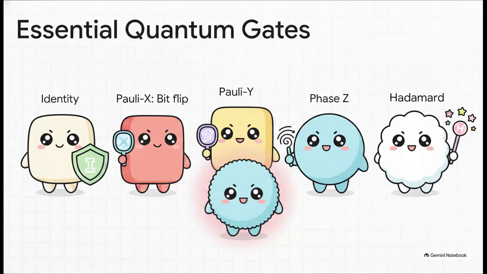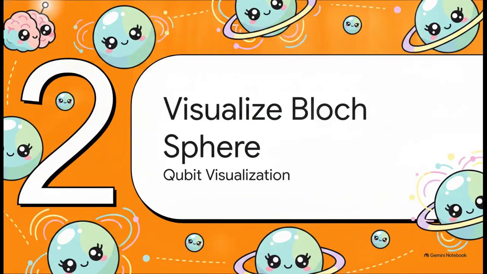So the tools we use to wrangle these qubits are called gates. And while there are uncountably infinite possible gates out there, a few essential ones give us our core toolset. We've got the identity gate, which simply preserves the state, basically doing nothing. Then we have the Pauli gates. Pauli X acts like a classical NOT gate, causing a bit flip. Pauli Y causes a combination of a bit flip and a phase flip, and Pauli Z just flips the phase. Finally, there's the famous Hadamard gate, which takes a definitive 0 or 1 and throws it into a perfect equal superposition.